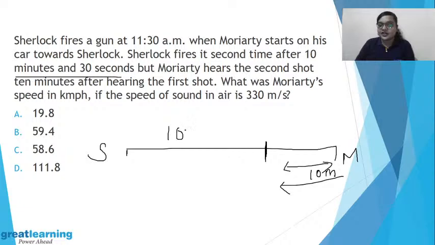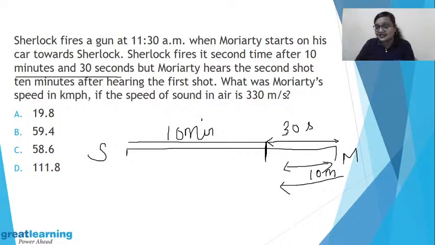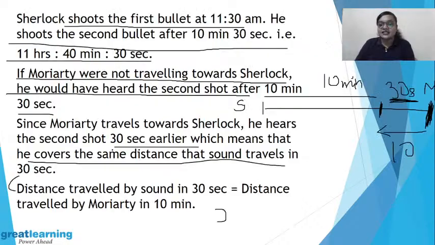The sound also, after firing, would have taken 10 minutes and reached here. But if the sound has to travel to the original place where Moriarty was, it will take only 30 seconds more, right? Because he fired it after 30 seconds. So the distance traveled by sound in 30 seconds is going to be equal to the distance traveled by Moriarty in 10 minutes.